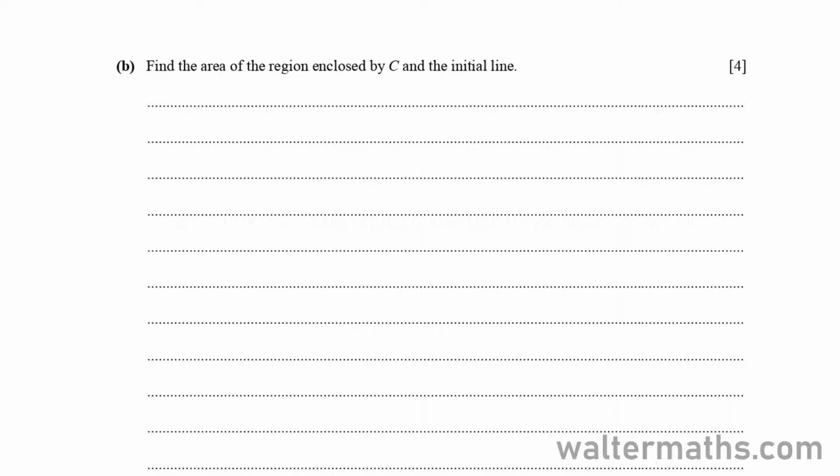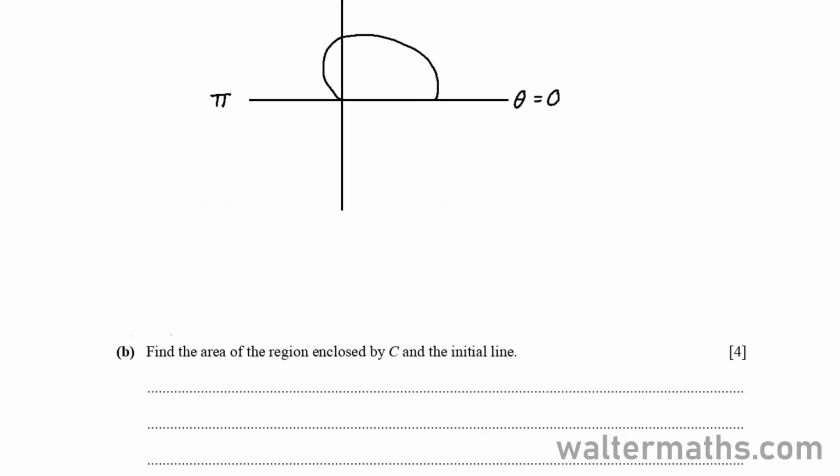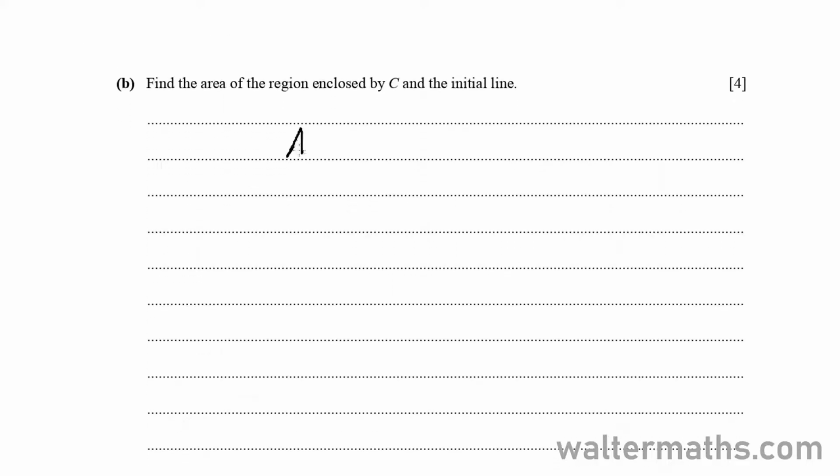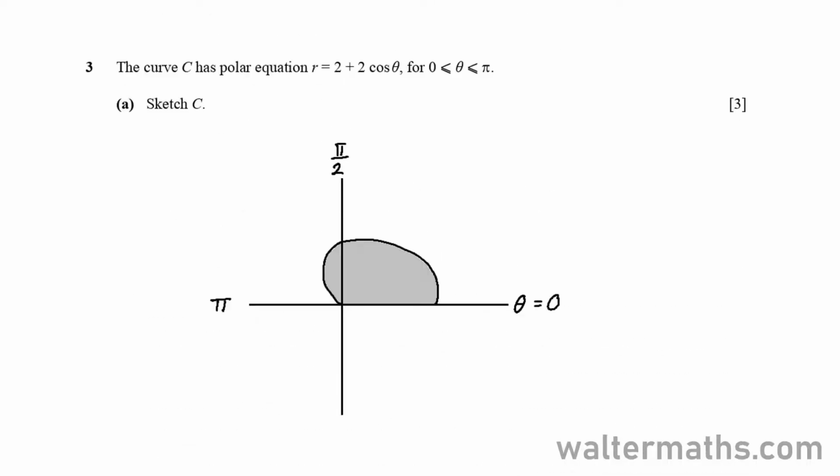Find the area of the region enclosed by C and the initial line. So we are looking for the area enclosed by the graph, and that's this area here. So we know that area enclosed by a curve is found by the integral from alpha to beta of half r squared with respect to theta. Now, in this case, the equation of the curve is r is equal to 2 plus 2 cos theta.